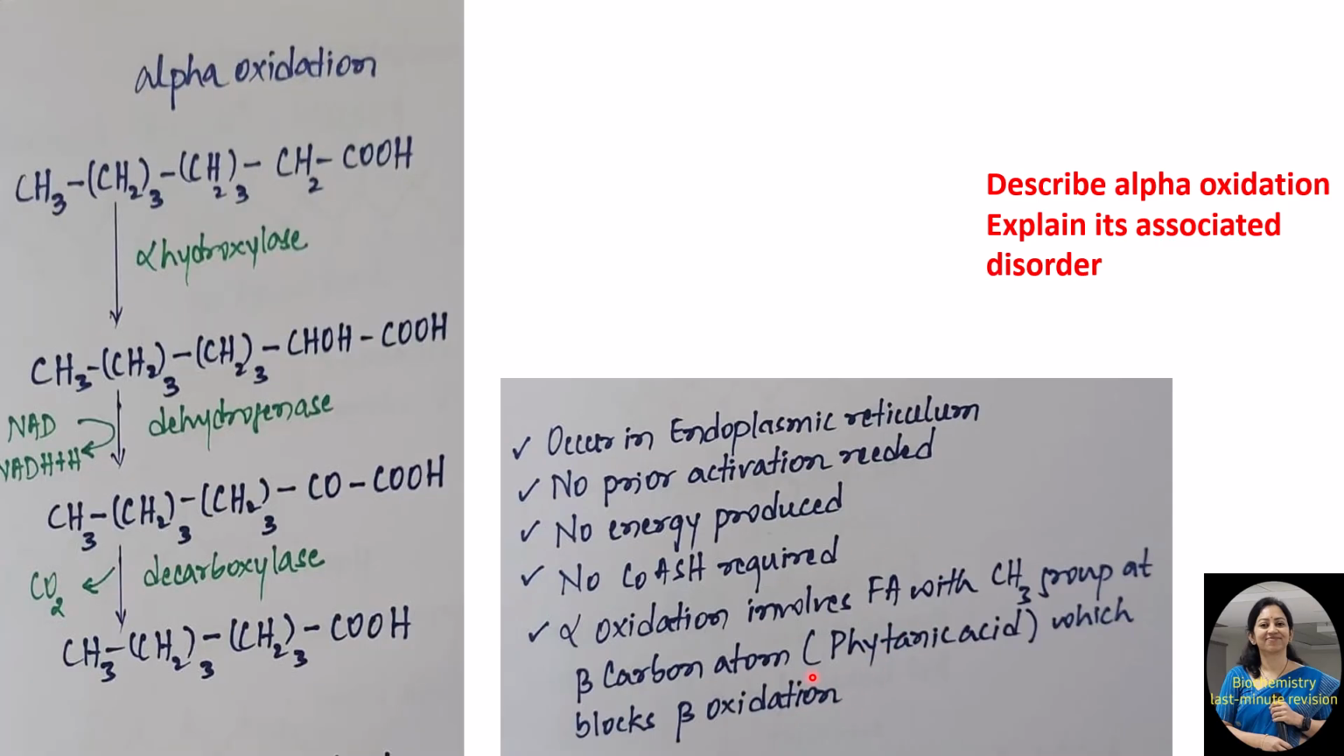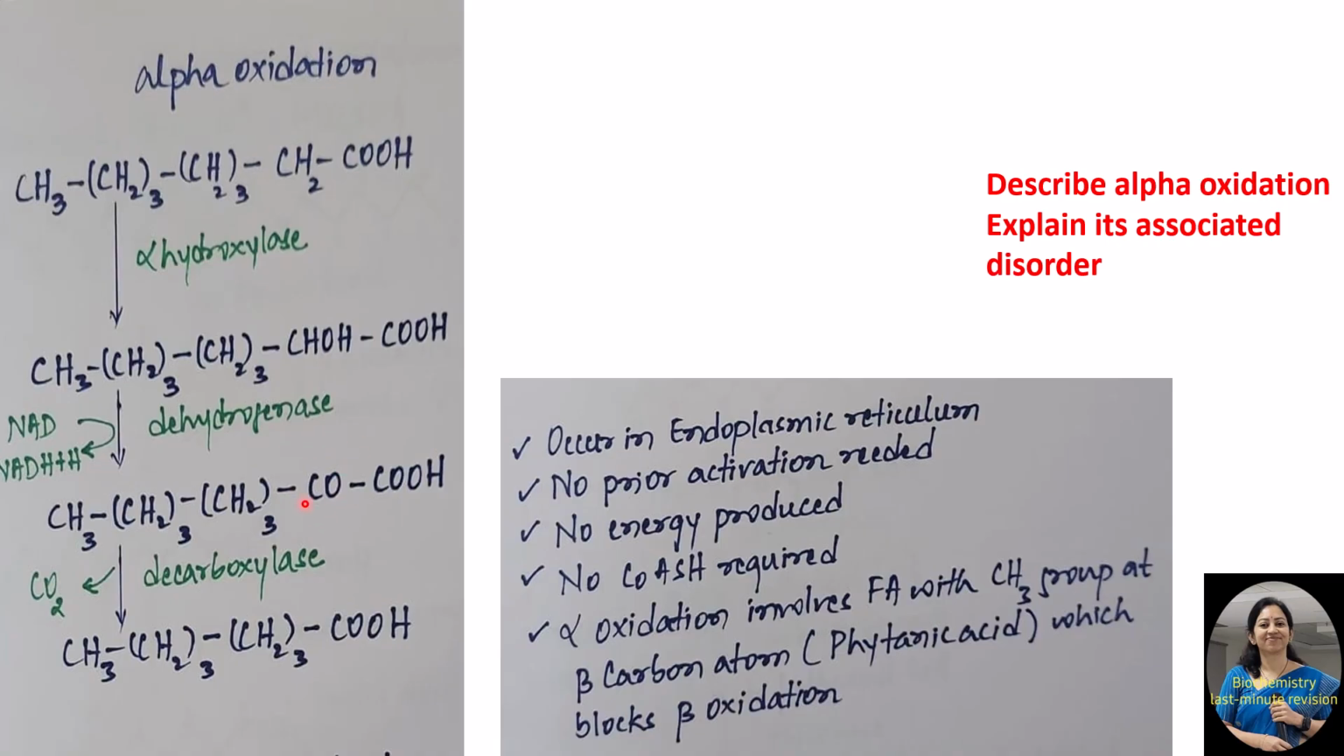Now these are the steps of alpha oxidation. Very simple steps are there. This is phytanic acid, and it has a methyl group at the beta position, which will block beta oxidation. That's the reason the oxidation starts from the alpha carbon atom, and the enzyme is alpha hydroxylase. This results in the formation of a compound called CHOH. Now this undergoes oxidation with simultaneous reduction of NAD to NADH, catalyzed by the enzyme dehydrogenase, resulting in the formation of a keto group at the alpha position of the carbon atom.